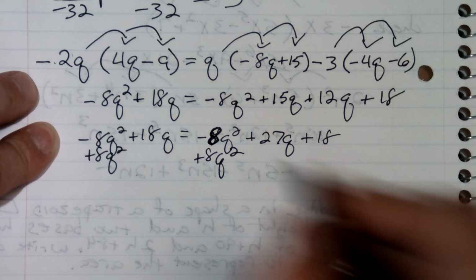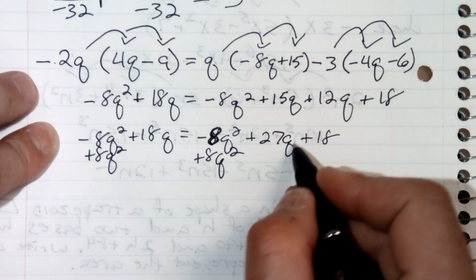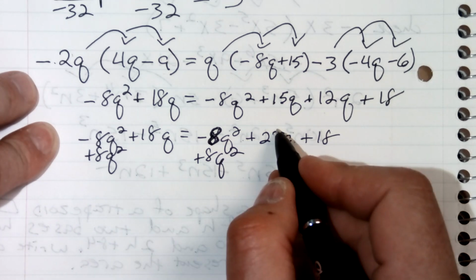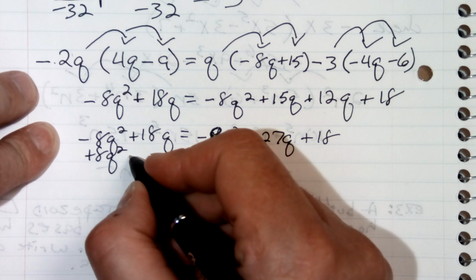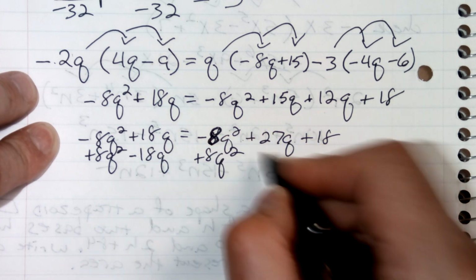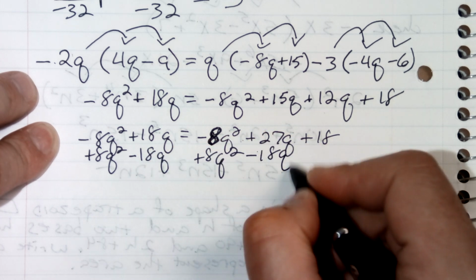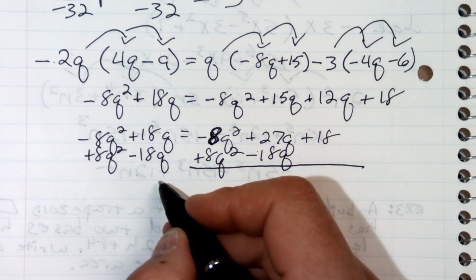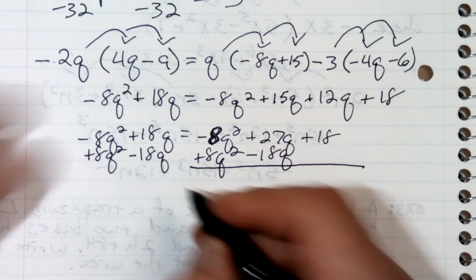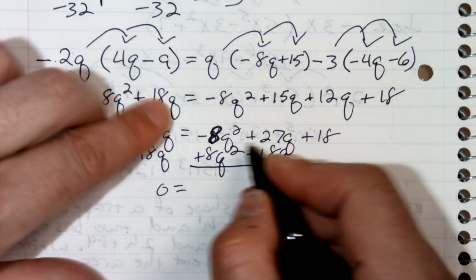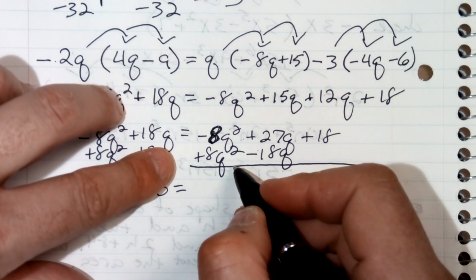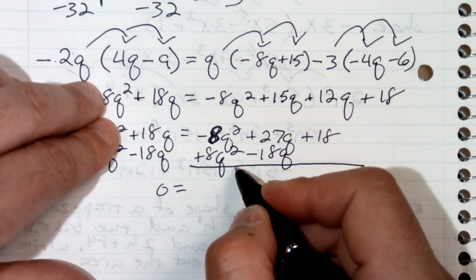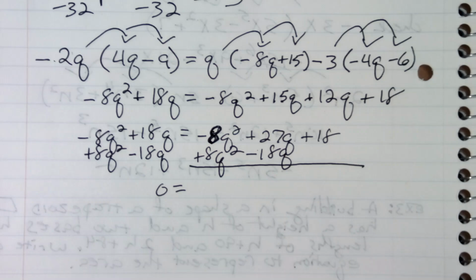Well, I have 27q over here. Can I bring it over and combine it? Yeah, I'm just going to do it in one step. So now we have a 0 over here, correct? That's fine. So 0 equals, what's negative 8q squared plus 8q squared? 0. I like that.